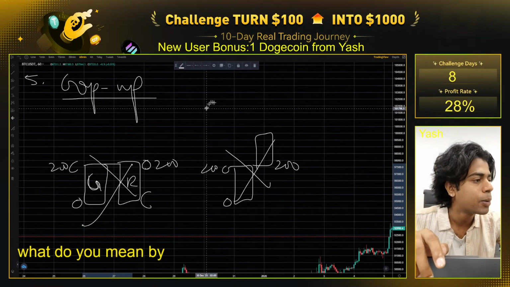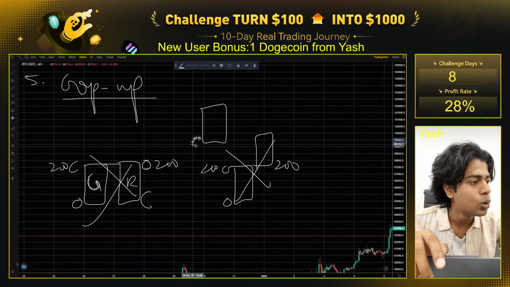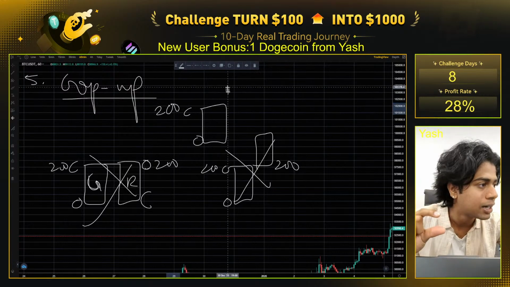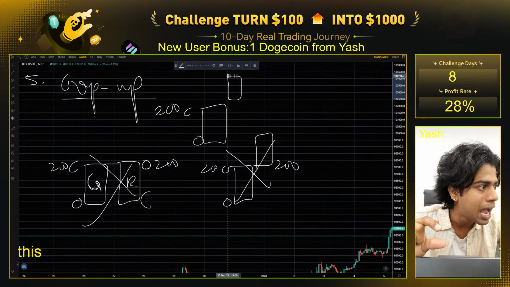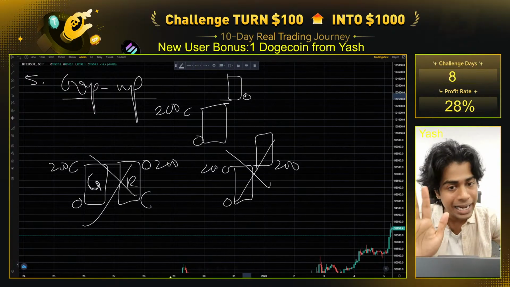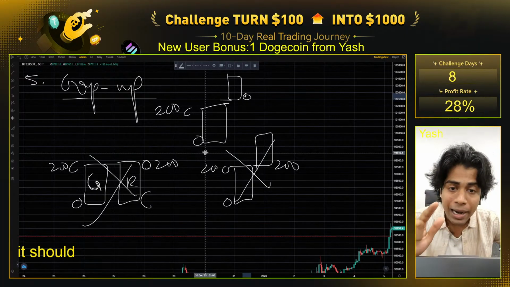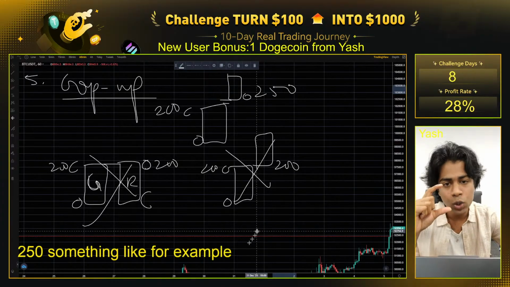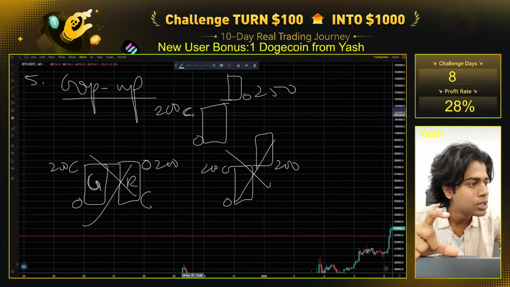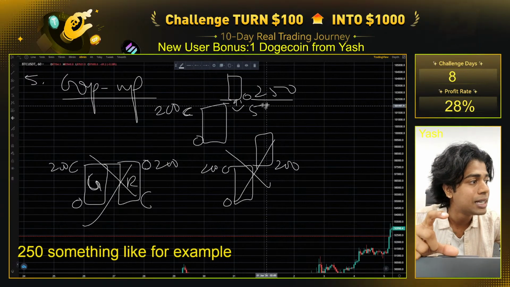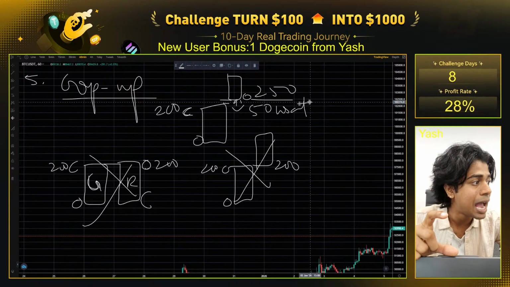What do you mean by gap opening? Gap opening is when a market candle has an open and a close, let's say the close is at 200, and there is a small gap of price hike in the market. For example, this candle opened with a gap over here. Can you see a gap over here? This open price technically should be the same, but it is not. At this point it will be 250 or so. For example, I'm giving you a 50 USDT difference. The candle is closing at 200 but opening at 250. This is 50 USDT, a 50 USDT gap up opening.